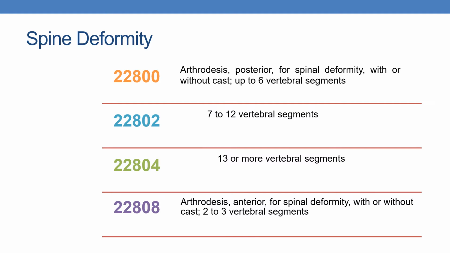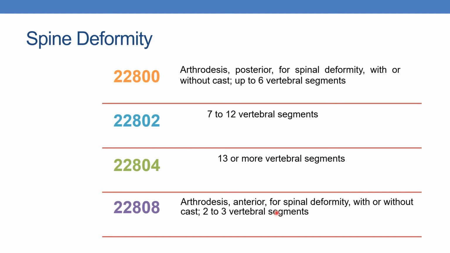Now coming to the CPTs of spine deformity. The first CPT is 22800. It is nothing but orthodesis, posterior, for spine deformity, with or without cast, up to 6 vertebral segments. From 7 to 12 vertebral segments, you need to report 22802 and for 13 or more vertebral segments, you need to report 22804.